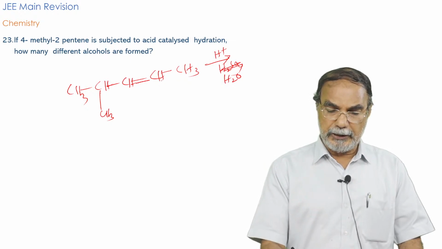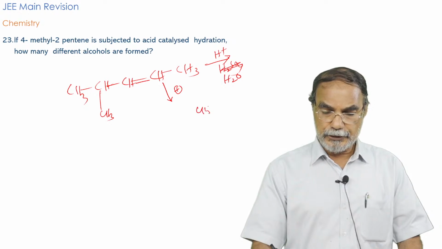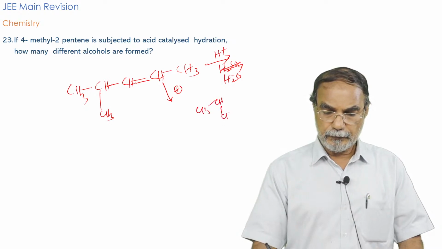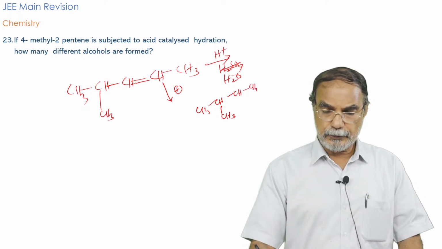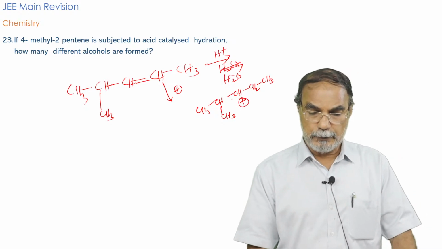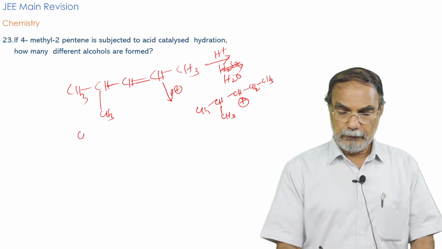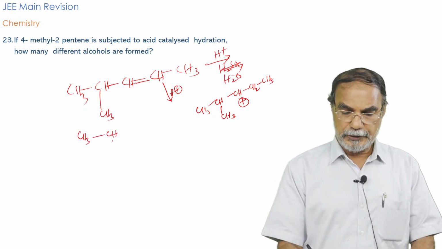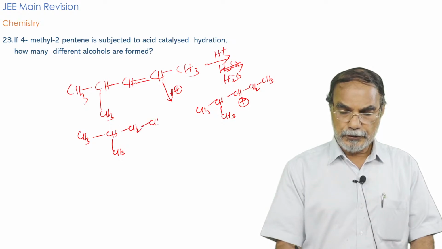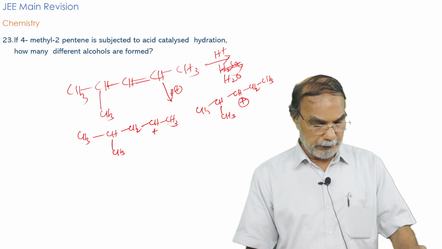So protonation here will give you CH3, CH, CH3, CH, CH2, CH3 with a positive charge here. That is one possibility. And suppose the protonation takes place at this point, you have CH3, CH, CH3, CH2, CH positive, CH3. So these are the carbocations.